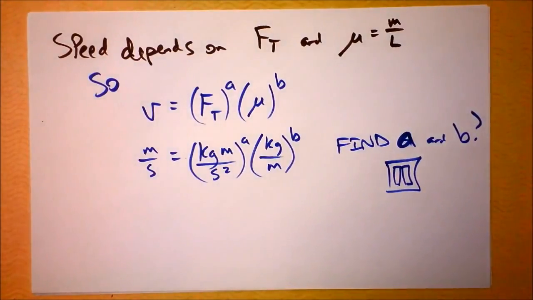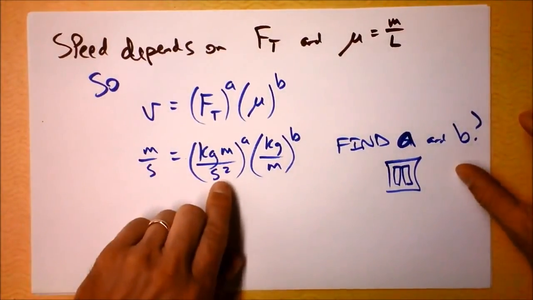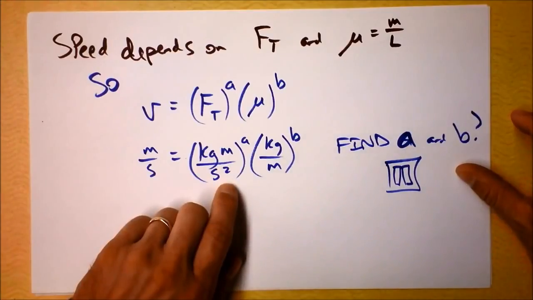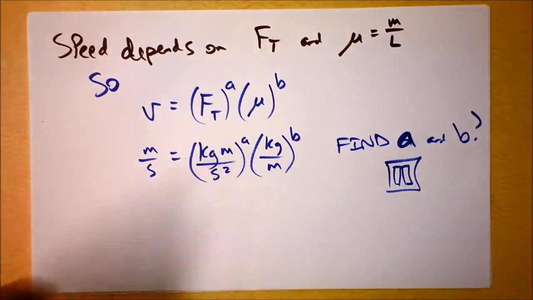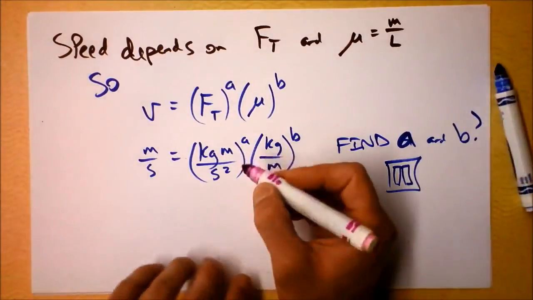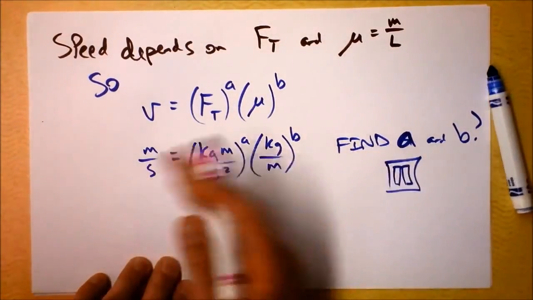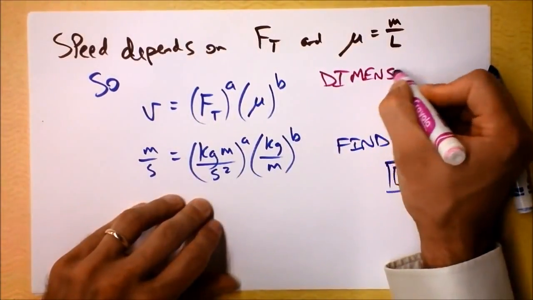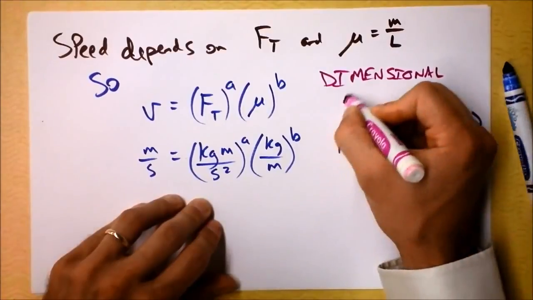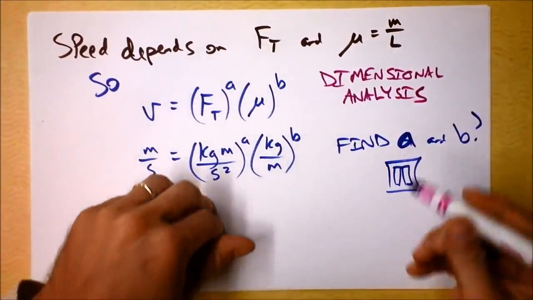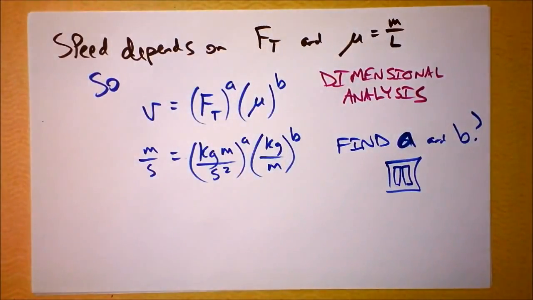Well, here's what I'm thinking. I'm thinking we can't have seconds squared, and the only way to get rid of seconds squared is to take the square root. So I think that A might be a half. Let's play with that for just a moment. This is not the strongest way of getting through it, but it was the first thing that came to mind just now. And when you're doing dimensional analysis, that's the skill we're focusing on right now, you can kind of go haphazardly, or you can do it scientifically.